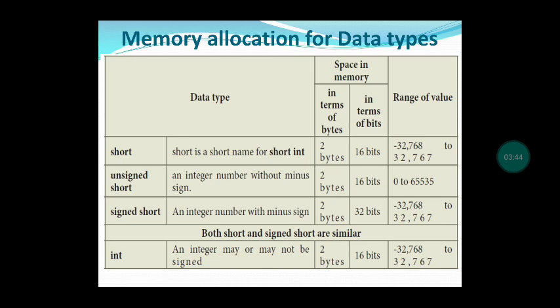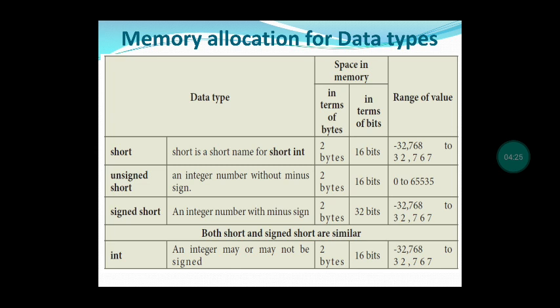Let us see the memory allocation for the data types: short, unsigned short, signed short and integer. Short is basically a short integer. It accepts 2 bytes, that is 16 bits. Short and integer are the same. The range is also the same. And unsigned short is an integer number without the minus sign. Unsigned means the sign will not be mentioned, that is, without a minus sign. The memory space is 2 bytes, that is 16 bits, and its range of value is from 0 to 65535.